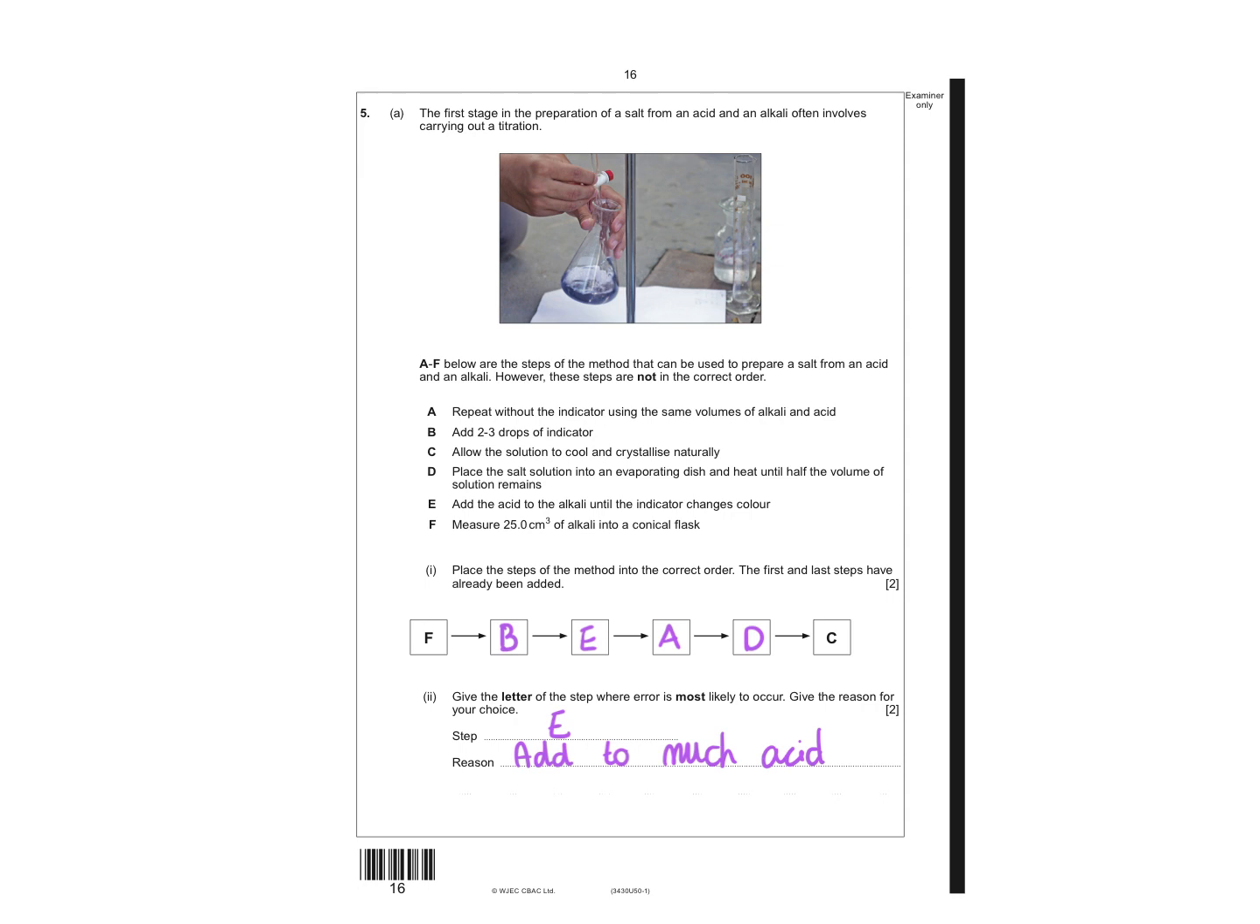Next thing is then completing a titration. Nice kind of easy question to put them in order of how the method should actually go. So they start with F and measure 25 centimetres cubed of alkali into a conical flask. Then add 2 to 3 drops of indicator. Add the acid to the alkali until the indicator changes colour. Place the salt solution in an evaporating dish and heat until half the volume of solution remains. And then C, allow the solution to crystallise naturally.